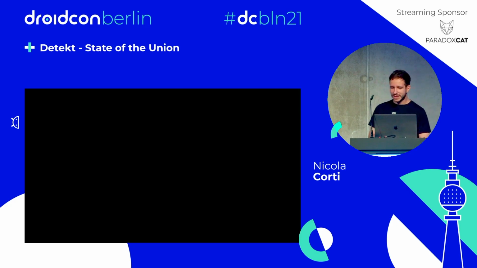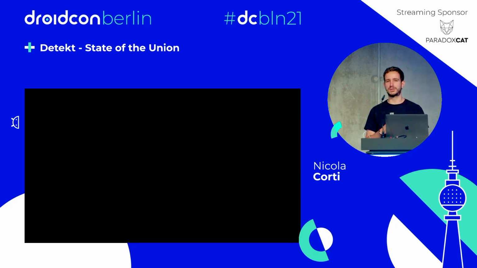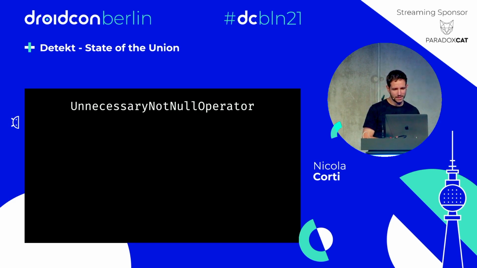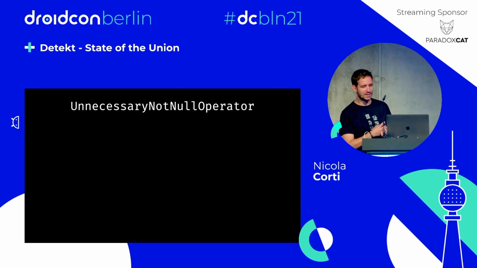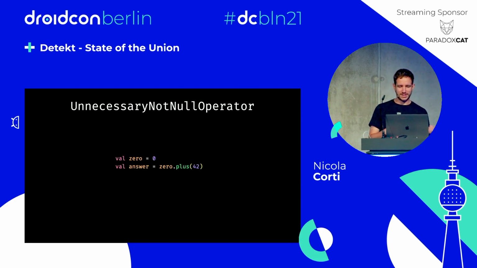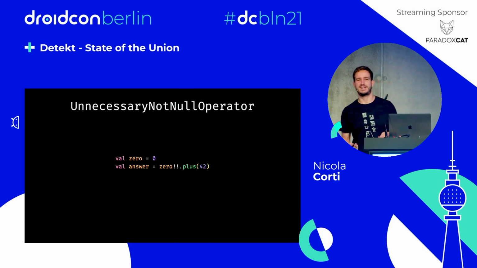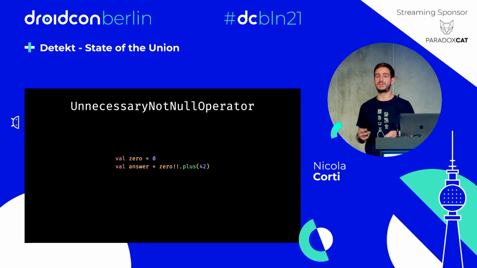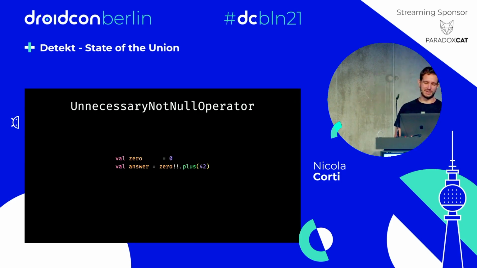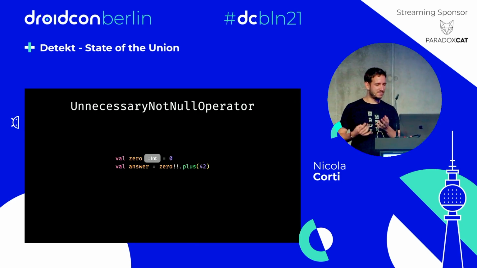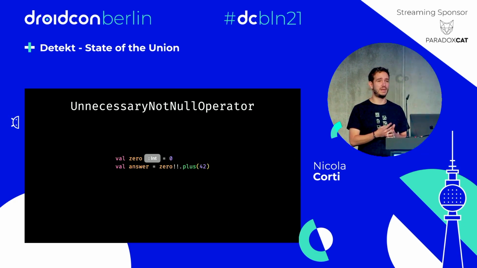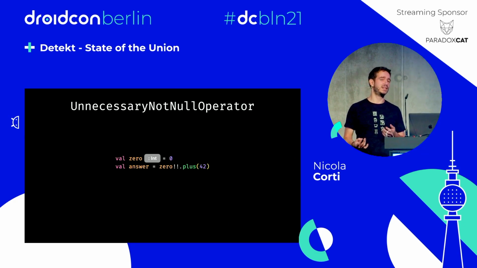Let's take another couple of rules that are a little bit more complex, because I want to deep dive a little bit on how Detekt works internally. One rule is called unnecessary not-null operator. Let's take this example. I have a val zero equals zero, and I have an answer that is zero plus 42. If I change this code to this one, and I add a double bang, well, that's not needed. For you as a reader, that's not needed. But why are you able to say that? You're able to say that because there is a val zero equals zero. The type is inferred to be Int, non-nullable Int, so we don't need a double bang there.